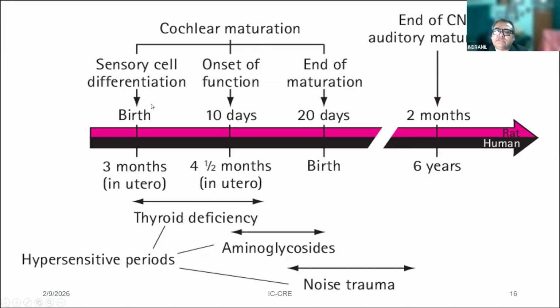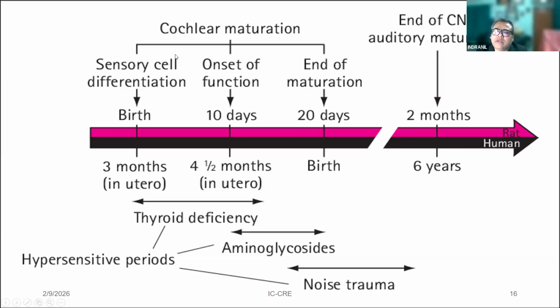Sensory cell differentiation starts, with the outer hair cells, inner hair cells, and supporting cells. Then onset of function starts at around 10 days, and the end of maturation is over by around 20 days after birth. And then around 2 to 6 years, it is in the rat model and the human model. In humans, up to 6 years, the central nervous system auditory maturation takes place. In rat studies, it is around 2 months.